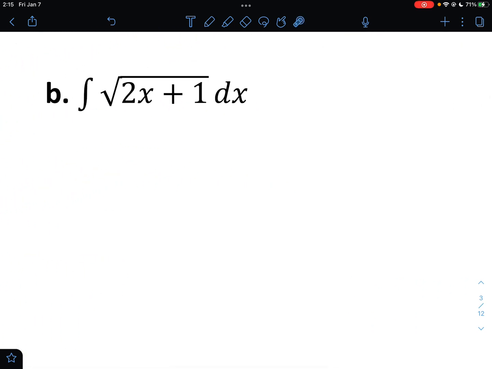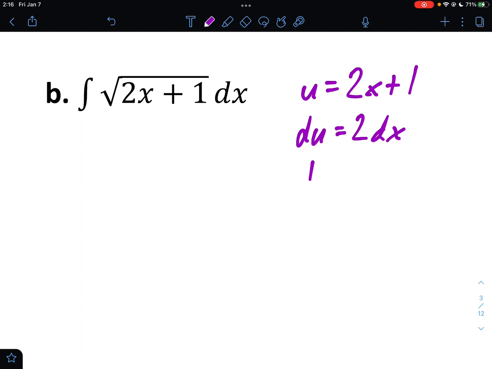So again, we have a derivative here of just 2, which is just a constant. We can make do with that, no problem. Let's substitute for the inside function, which is 2x plus 1. And my derivative would be 2 dx. But we just want dx. That's it. That's all that's there. So if I divide both sides by 2, I get 1/2 du equals dx.